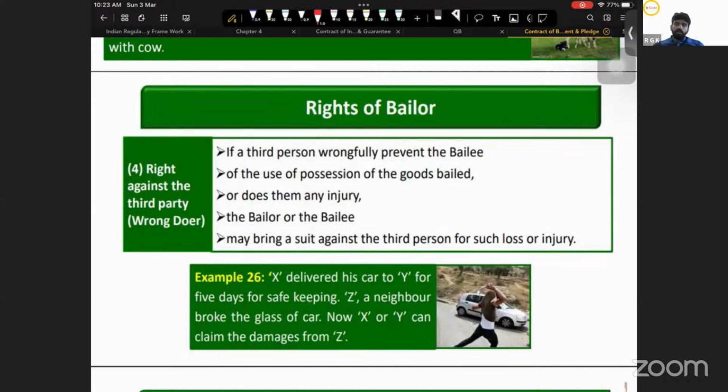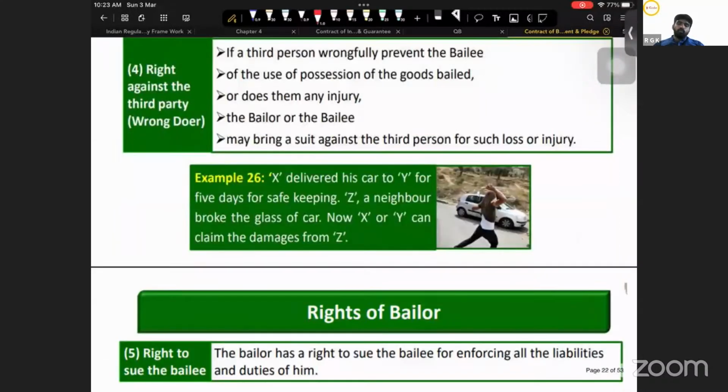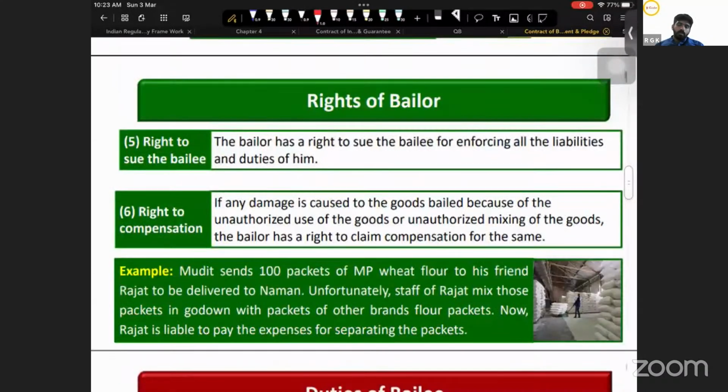Either of them can claim the damages from Z. Right to sue bailee. Bailor has the right to sue bailee for enforcing all the liabilities and duties of him. Suppose the bailee is not returning the car, or suppose the bailee does any harm to the car. For all his duties and liabilities, bailor has the right to sue bailee.